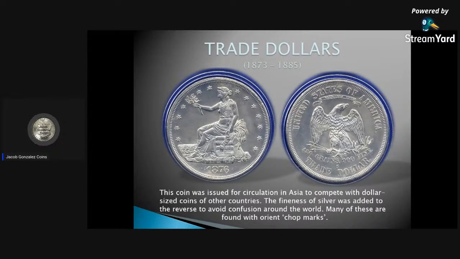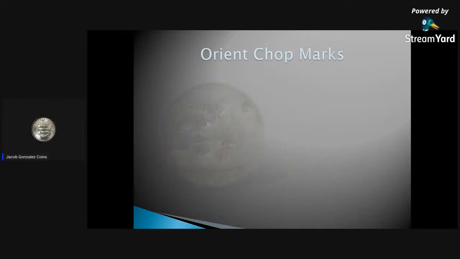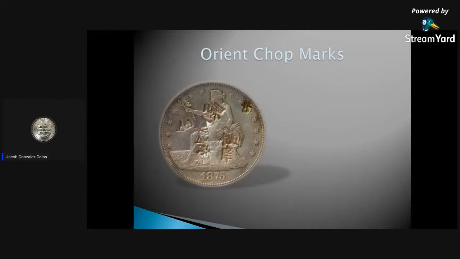The coin was first issued in circulation in Asia to compete with the dollar-sized coins of other countries. The fineness of the silver was added to the reverse to avoid confusion around the world. Many of these coins are found with Oriental chop marks, and I'm going to show you some examples of those chop marks right now. So as you can see, they would stamp these coins to check if they were full of silver.